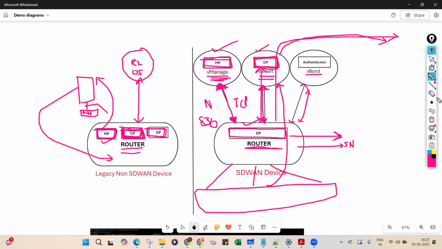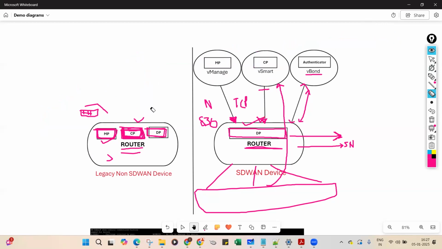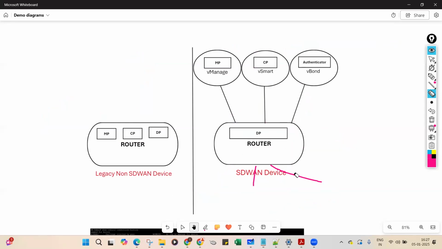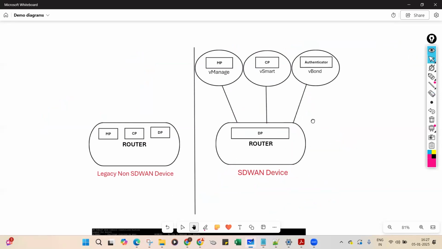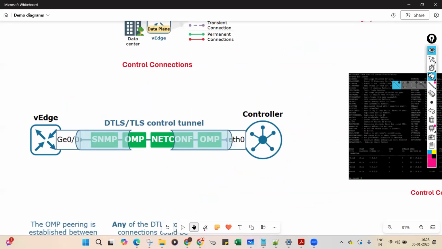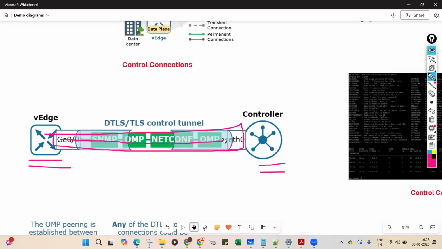Now, once that tunnel is formed, this is how the packets are sent between the controllers and the routers. Let me show it here. Once the tunnel is formed between the vEdge and the controller, this is the tunnel, and under this tunnel, they will share all the configuration, all the control plane information, all the management plane information.